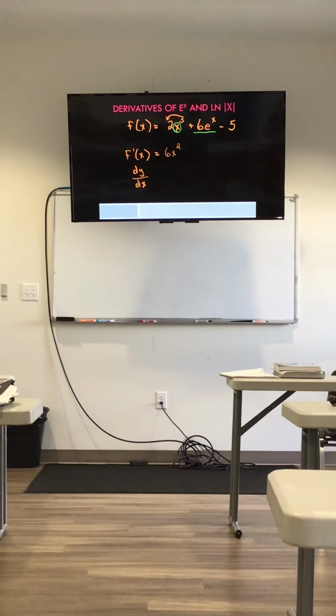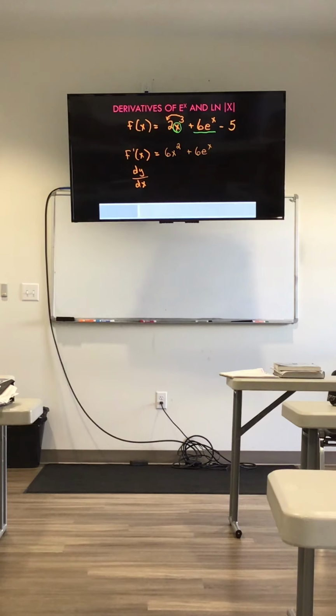So what do I do for the derivative of e to the x? Absolutely nothing. It's the exact same as the original function. The 6 does not change, the e to the x does not change. That part of my answer is the same as the original problem that is given to me.